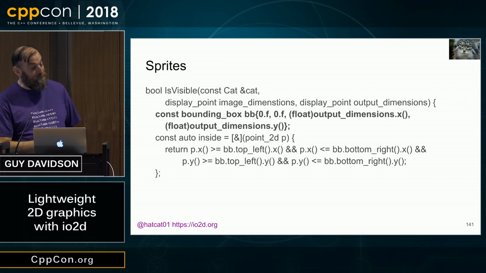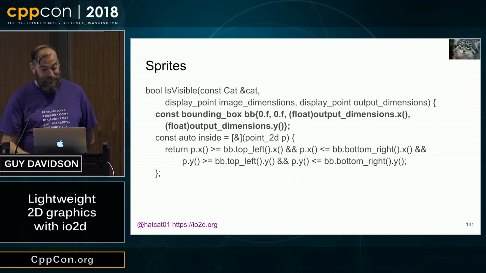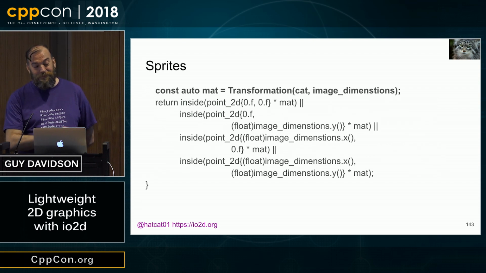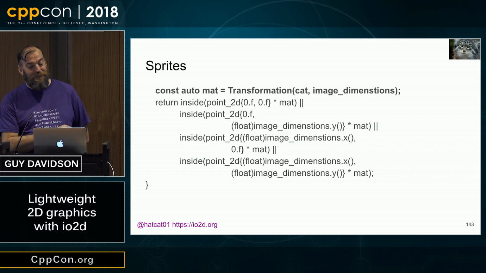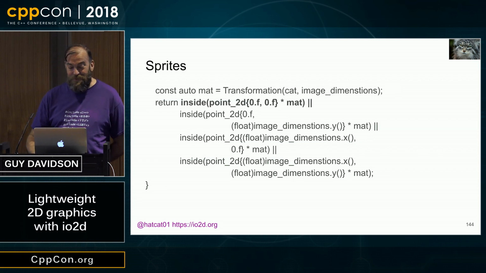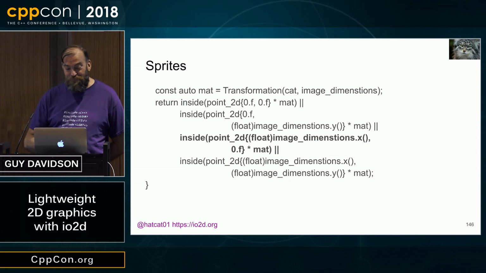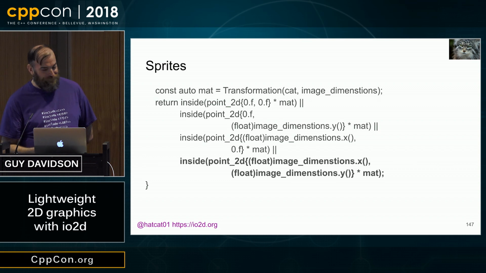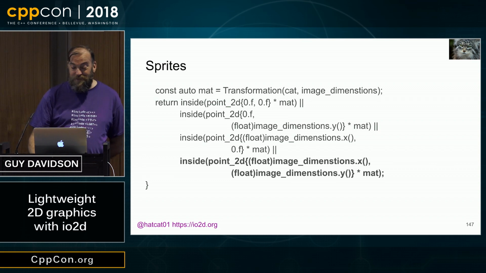Is visible is simple. So we create a bounding box, which is the size of the surface, and a simple lambda, which tests whether a point is within this bounding box. And then we transform the input according to its animation strategy. And then we invoke that lambda on the corners of the transformed input. And if any of them are true, then the cat is visible. So this is a simple piece of geometry, possibly another standardization candidate.